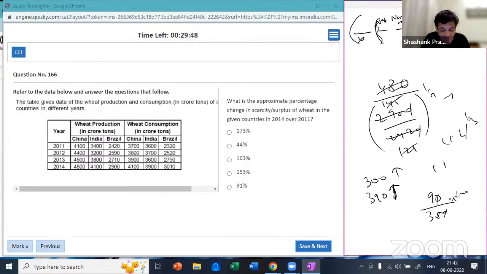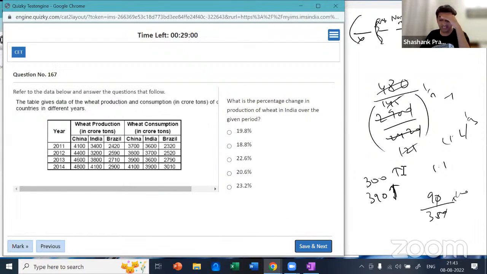2011 minus 400. So 400 surplus, 200 surplus, 300 surplus. This is fine. 700 surplus, 500 surplus, and 390. 390 surplus. Percentage change is 90. 90 over 300 should be 30%. I don't know what I'm missing. Or maybe it's 300 out of something and 390 out of something. I don't know. I will mark something. 153, some random number I'm marking.